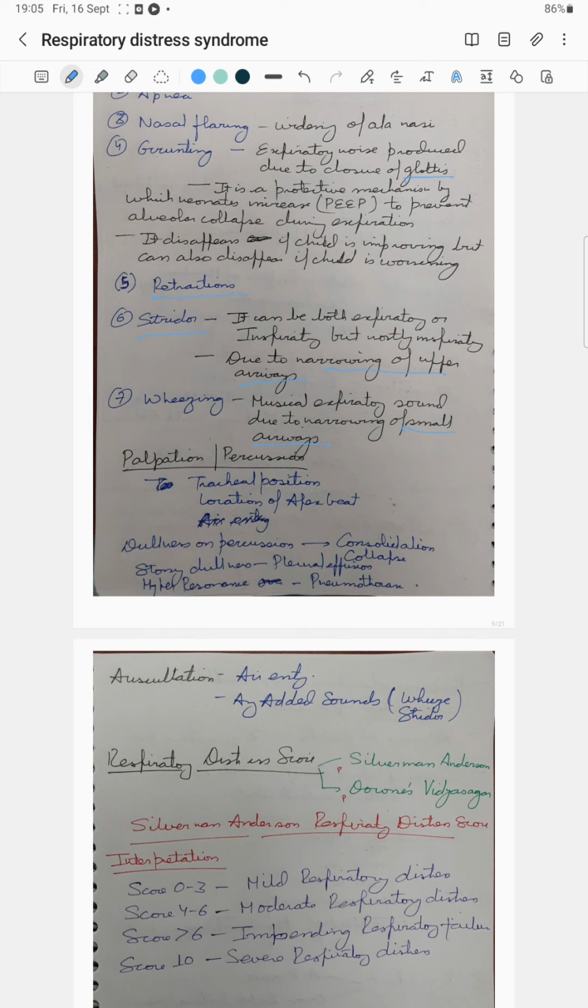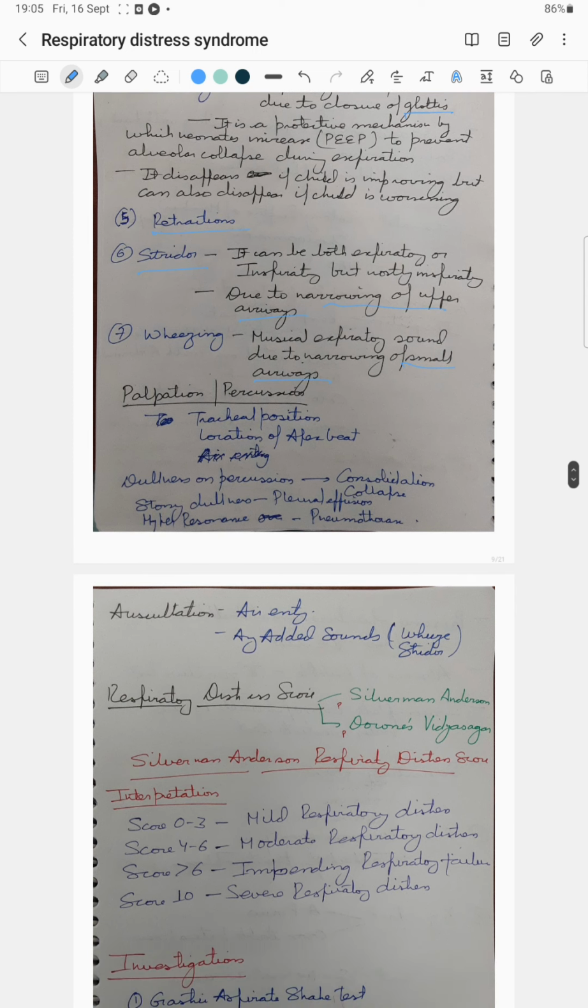We have to see the localization of the apex beat. It also changes with any problems in the lungs, like pleural effusion or any consolidation. Now we have to see whether on percussion there is dullness. It is seen in consolidation and collapse. This you have to learn.